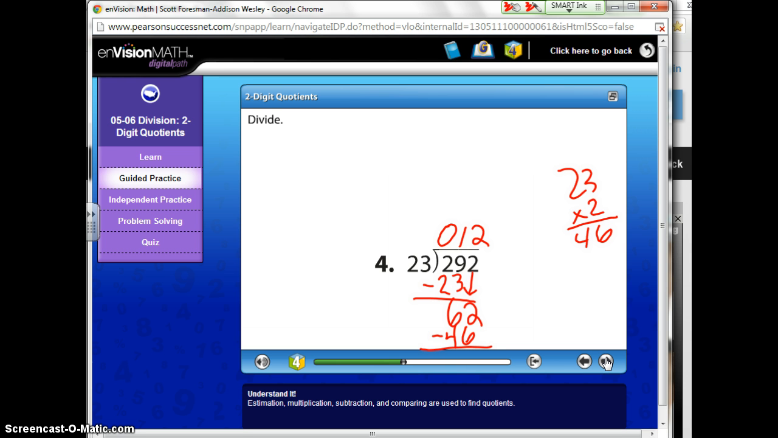46. I will trade, and I will get this for a remainder. Is that a problem? Why is it a problem? You meant no, it's not a problem. It's the right answer. Again, you have 2 digits in your quotient plus your remainder.